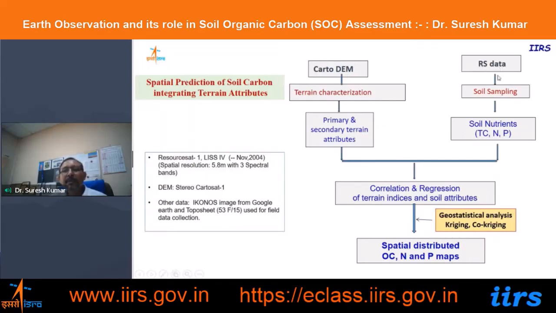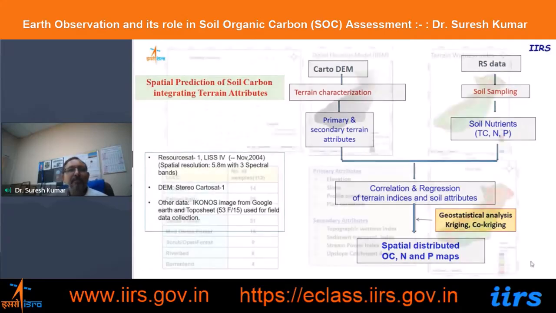From here, we have taken the remote sensing resource set data, and we do the soil samplings, and we correlated soil nutrients and the terrain characteristics. And by correlation and regression with the terrain indices and soil attributes, we established the relationship and use geostatistical methods, using kriging and co-kriging to generate a spatial distributed map.